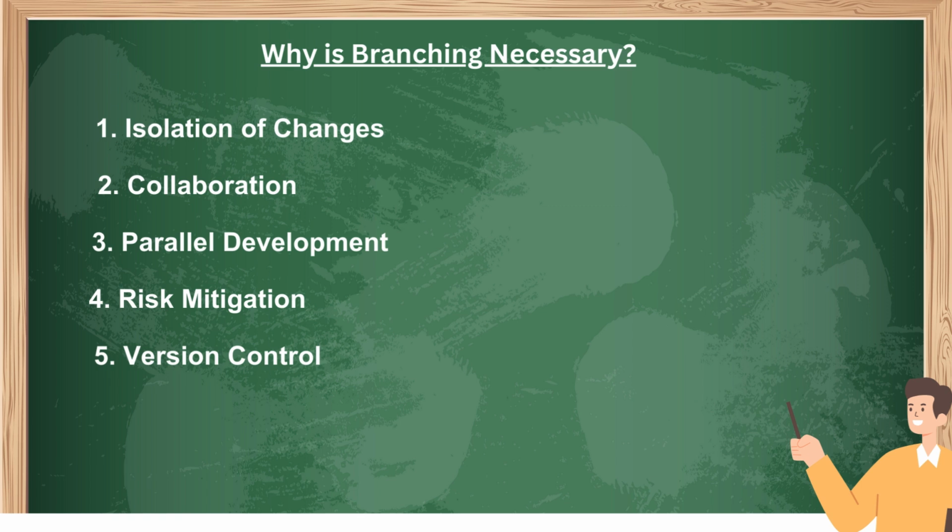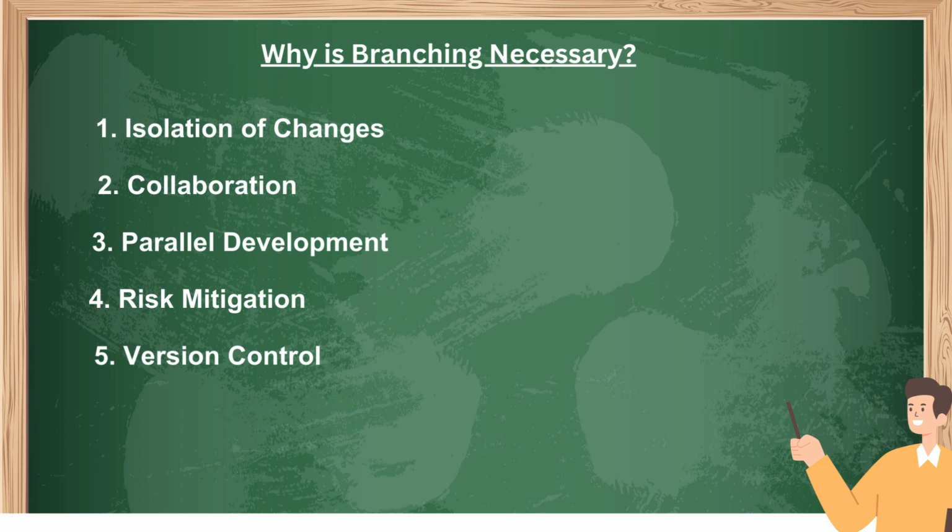Now, the second thing is collaboration. Branching makes collaboration easier. Multiple developers can work on different branches at the same time without interfering with the others' branches. For example, one developer can work on a new feature in one branch while another fixes a bug in a different branch. Once the work is done, they can merge the changes back to the main branch. The next point is parallel development. With parallel development, you can work on multiple features or fixes in parallel.